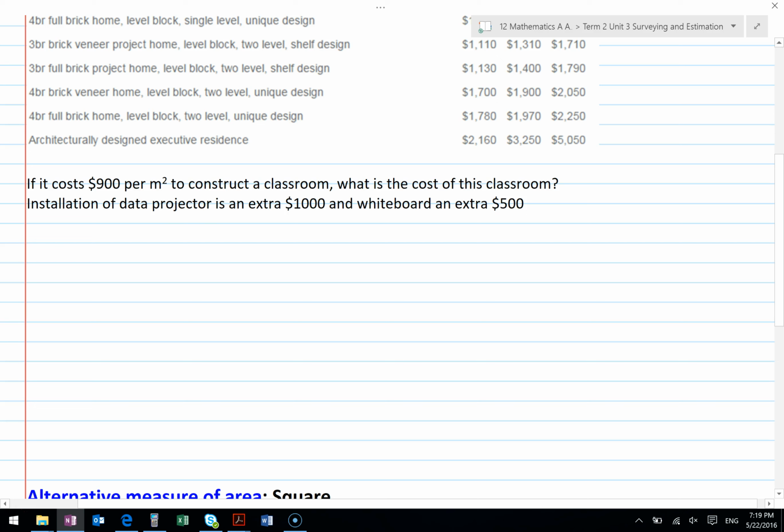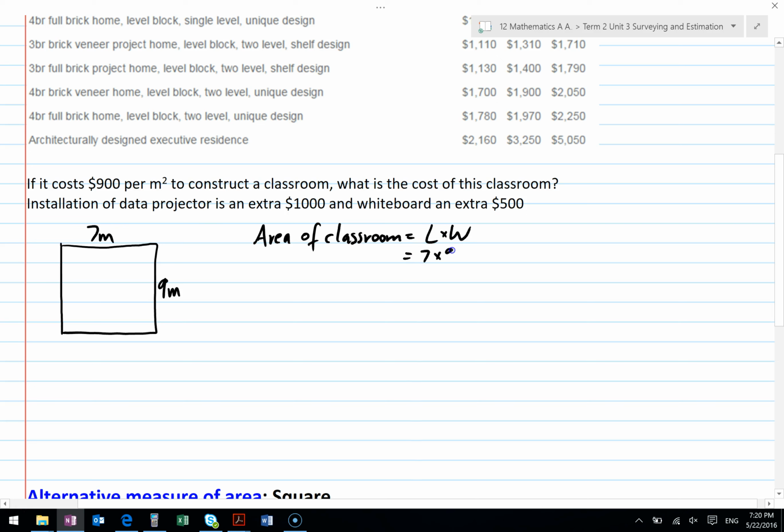So let's take our attention to our room in K9. If it costs $900 per square meter to construct a classroom, what's the cost of this classroom? I'll draw a little diagram of what our classroom looks like. I think it's 9 meters by 7 meters. I want to calculate the cost of the classroom. I'll first calculate the area of the classroom, which is just a rectangle, length times width, 7 times 9, 63 meters squared.